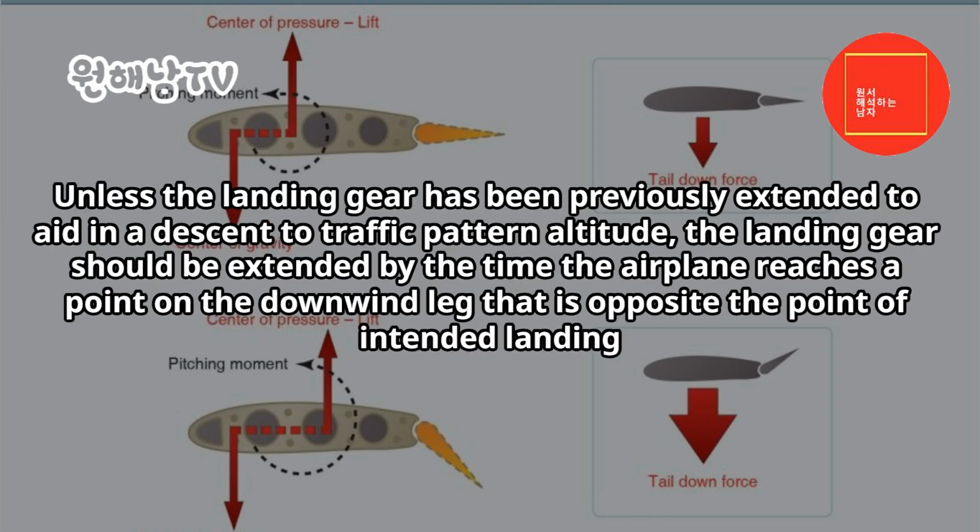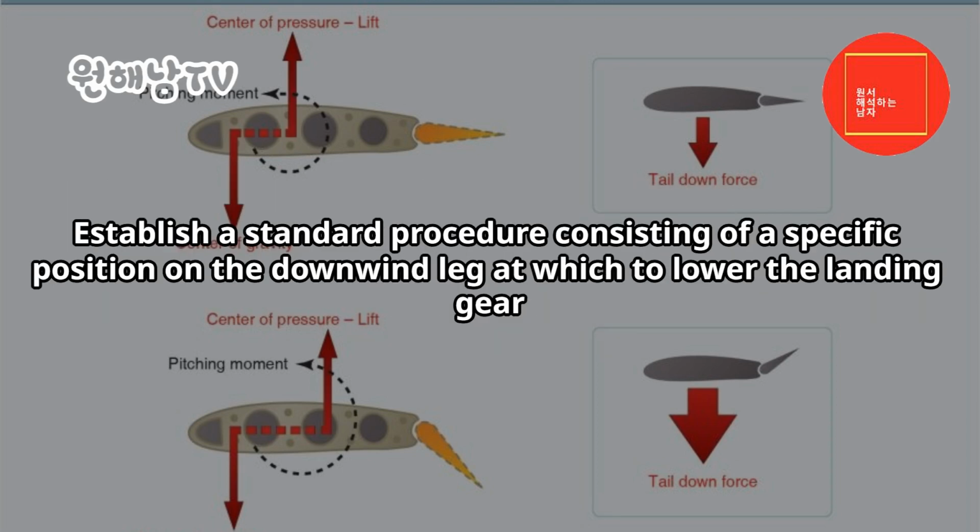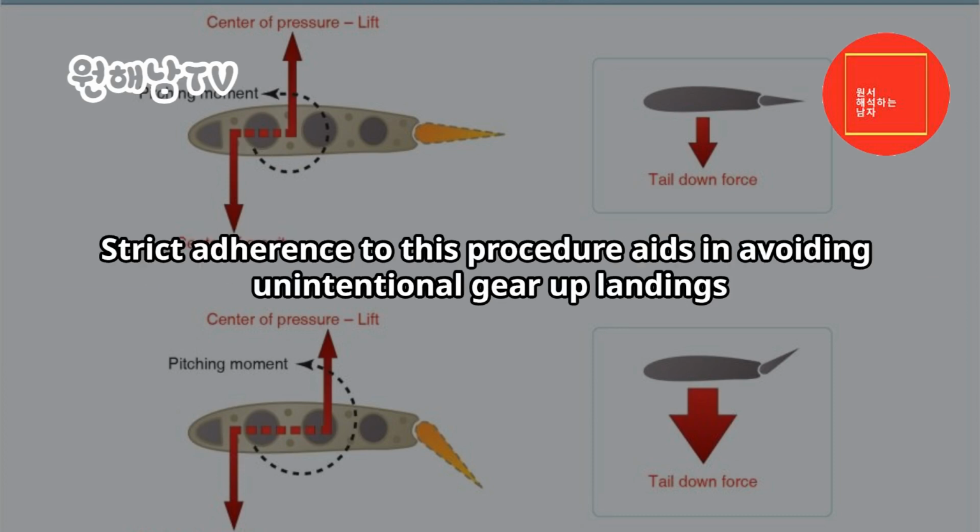Unless the landing gear has been previously extended to aid in a descent to traffic pattern altitude, the landing gear should be extended by the time the airplane reaches a point on the downwind leg that is opposite the point of intended landing. Establish a standard procedure consisting of a specific position on the downwind leg at which to lower the landing gear. Strict adherence to this procedure aids in avoiding unintentional gear up landings.